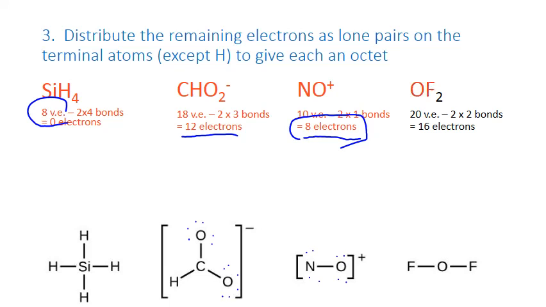Okay, so let's move on to oxygen difluoride. Now I have 16 electrons to place. This is more than enough. I'm going to start placing lone pairs just on the fluorines. We always start with the terminal atoms first. So one, two, one, two, one, two. One, two, one, two, one, two. Those are lone pairs that are attached to those fluorine atoms. Since I'm just doing the fluorines first, I've placed six on each fluorine. That's 12 lone pair electrons total.